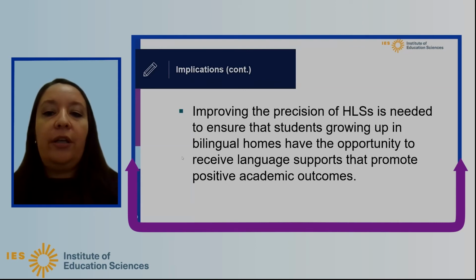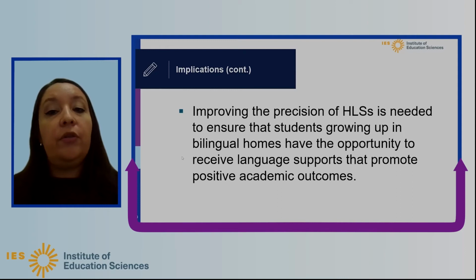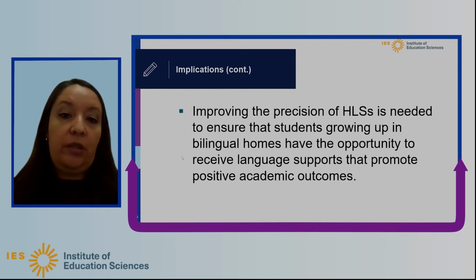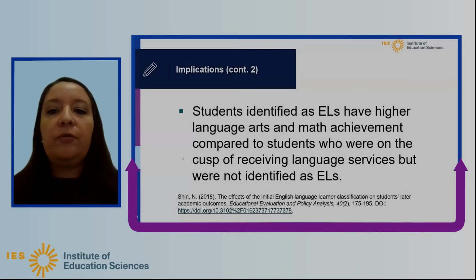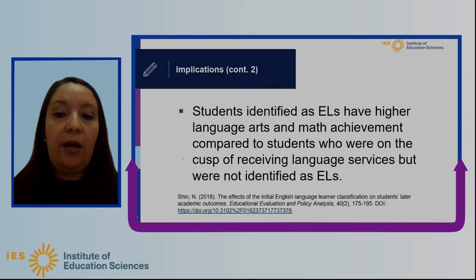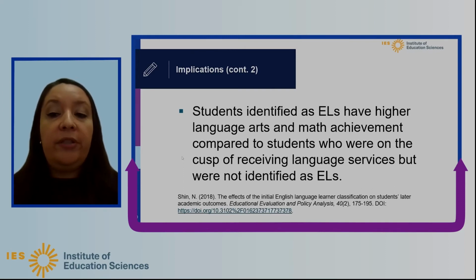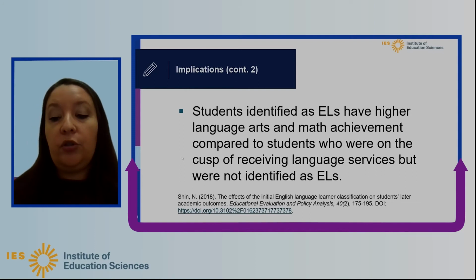Overall, our data draw attention to the need for improving the precision of home language surveys, given the critical role that the HLS plays in the sequence of steps to classify a student as an English learner. Previous research shows that students identified as ELs have higher language arts and math outcomes compared with students who are just on the cusp of being identified as an EL. So we're saying that increasing precision may result in identifying students as ELs who might have otherwise been deemed ineligible to receive language services.